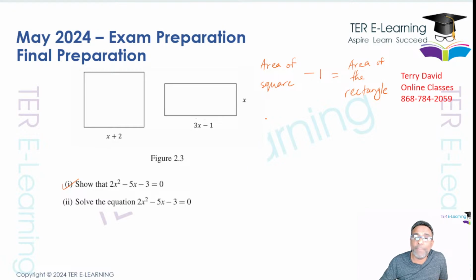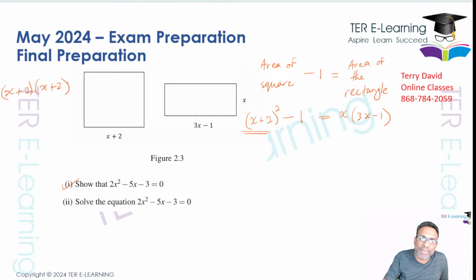So what we're going to do, we're going to plug in the information, because part 1 says to show this. So the area of the square is going to be (x plus 2) squared, minus 1, is equal to the area of the rectangle, which is going to be x by (3x minus 1), right? Now, (x plus 2) squared is something that students make a mistake with in the exam. x plus 2 squared means x plus 2 multiplied by x plus 2. When I expand this, I'm going to get x squared plus 4x plus 4 minus 1. If I remove the brackets on the right hand side, I'm going to get 3x squared minus x, right?